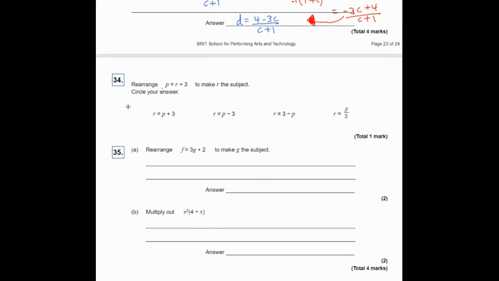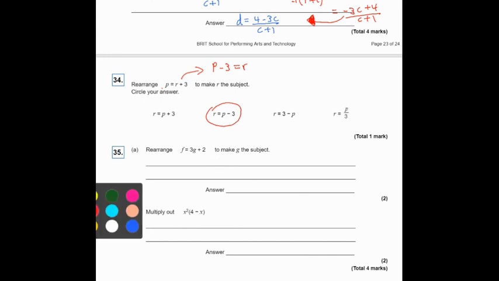Okay, so we've got 34, rearrange P equals R plus 3 to make R the subject. Well, we've got this plus 3, so we do the opposite of plus 3, which is take away. So we end up with P take away 3 equals R. Okay, so which one has P minus 3? Okay, there's R equals P minus 3. That works.